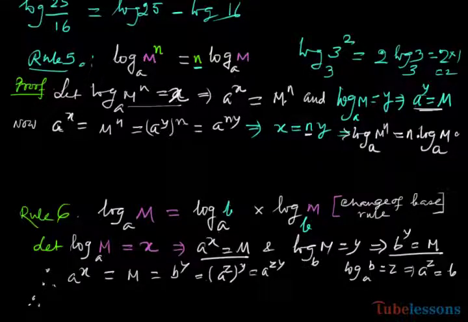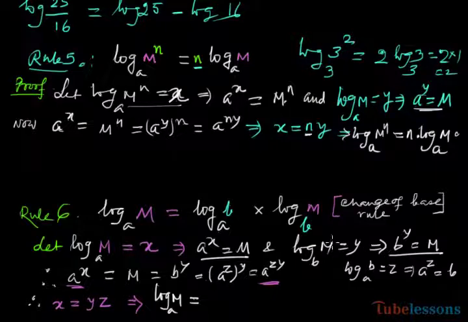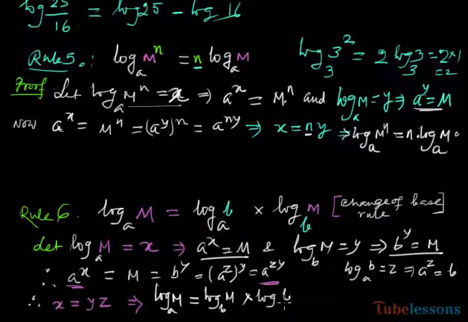Now, we obtain a to the power x is equal to a to the power yz. So, x is equal to y into z. Now, this implies that log m base a is equal to y. That means y is log m base b into z, and z is log b base a. So this one is proved.